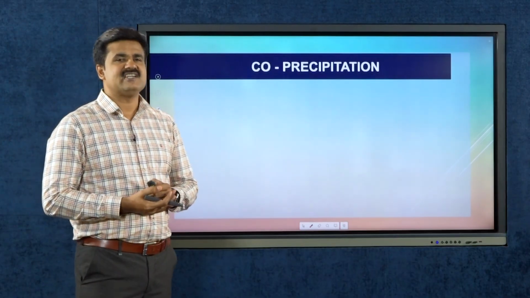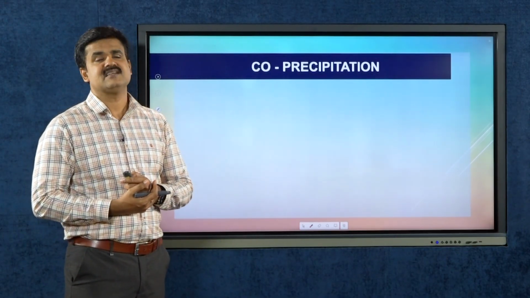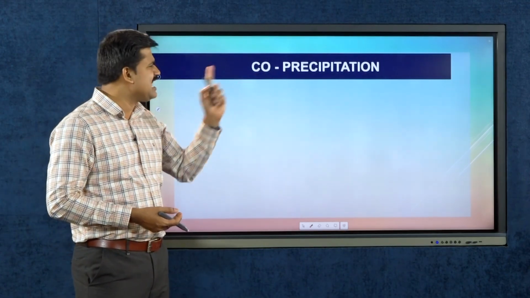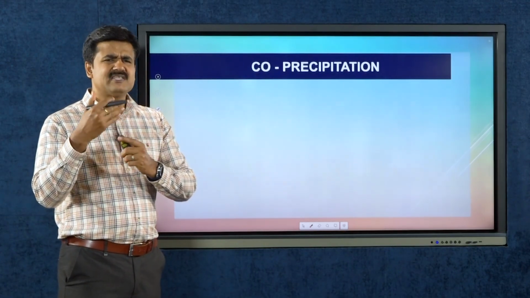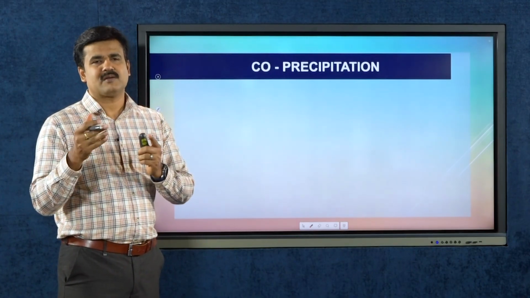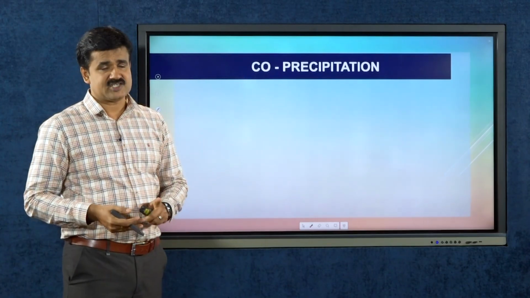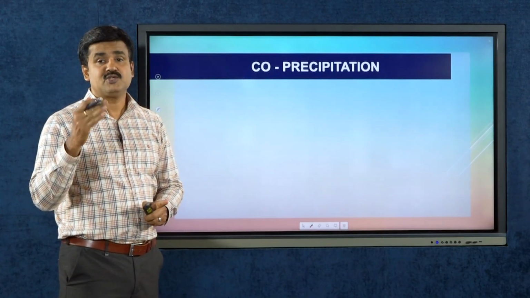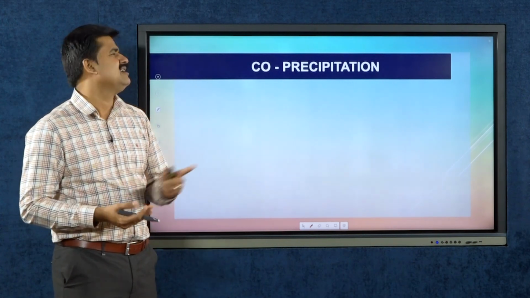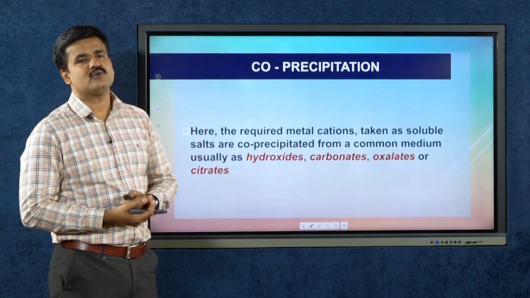Now we are discussing another important bottom-up approach, that is nothing but co-precipitation. As the name indicates, what do you mean by the term co? Whenever we are using co, this term co represents two or more things together. So what is co-precipitation? The precipitation of two or three substances together, more than one substance together, that is called co-precipitation. These are the details of co-precipitation.